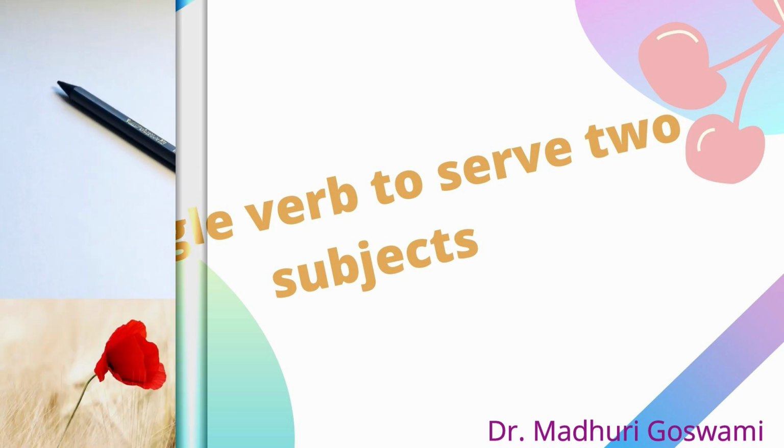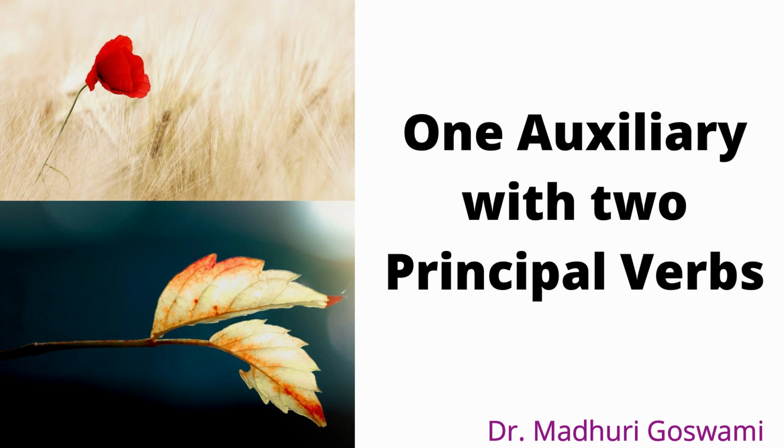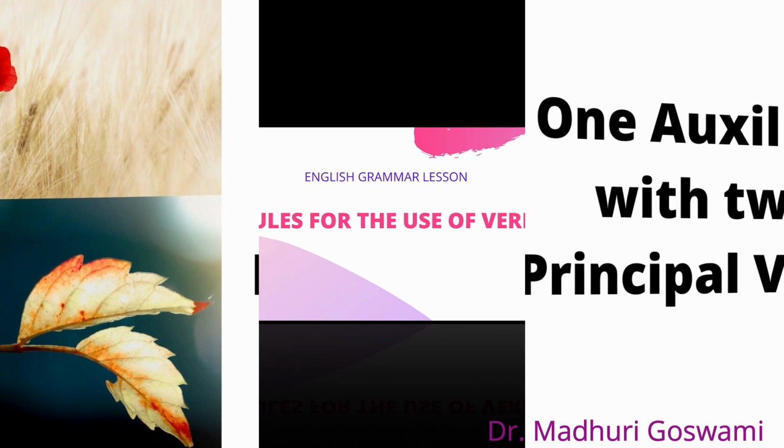two subjects, where we can use two auxiliaries with one principal verb, and where we can use one auxiliary verb with two principal verbs. So remember these rules and try to avoid these grammatical errors.